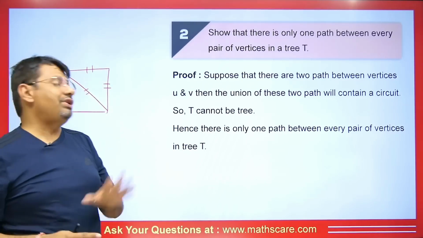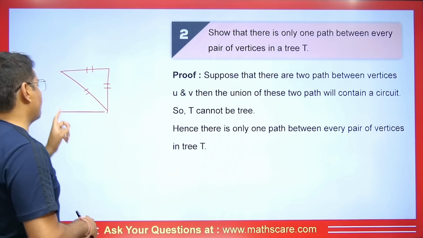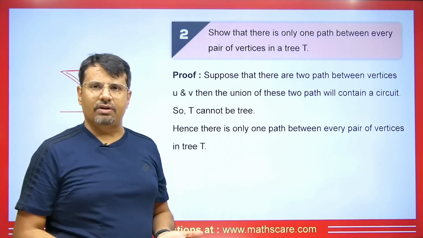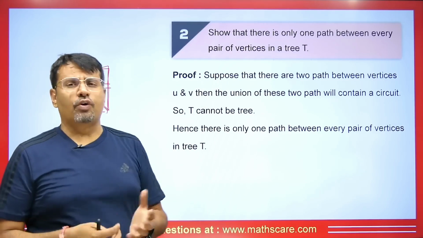So what happens here? It's not a tree because for a tree to happen, we should not have a loop. But see here, we have a loop. Now this is already visible to us. So ultimately the proof will be this.